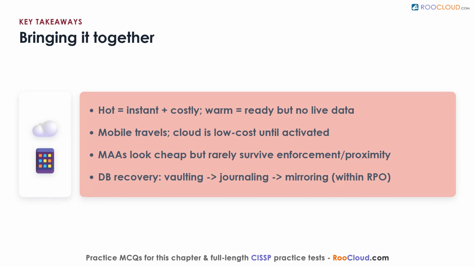Mutual assistance agreements look cheap but rarely survive enforcement, proximity, and confidentiality problems. And for databases, you scale from electronic vaulting to remote journaling to remote mirroring, always staying inside your recovery point objective. Match the tool to the tolerance, and recovery becomes a budget decision, not a gamble.